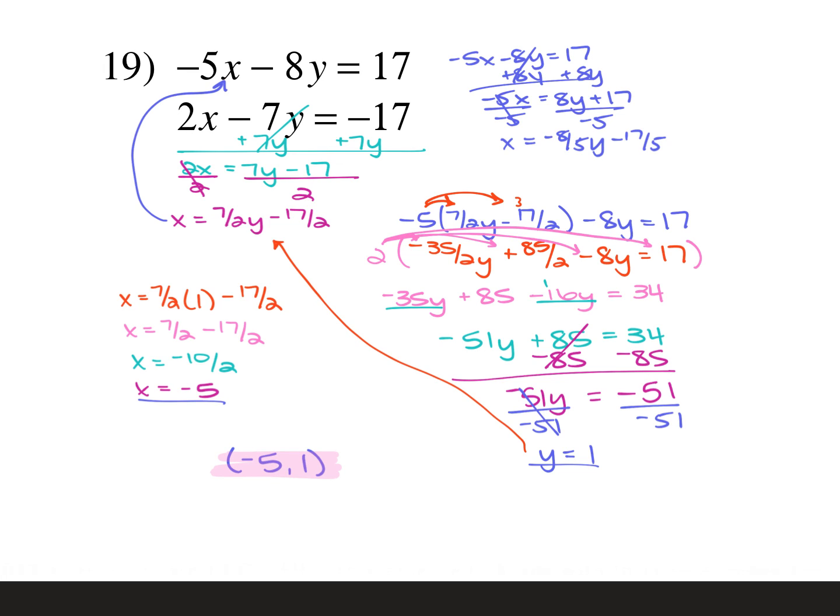If you plugged the negative 5 in for x and the 1 in for y in the top equation, you'd have negative 5 times negative 5 is 25. Then negative 8 times 1 is negative 8. 25 minus 8 gives you the 17. If you have 2 times negative 5, that's negative 10. Minus 7 times 1, that's negative 7. Negative 10 minus 7 is negative 17. True statements for both, so you know your answer is definitely correct.